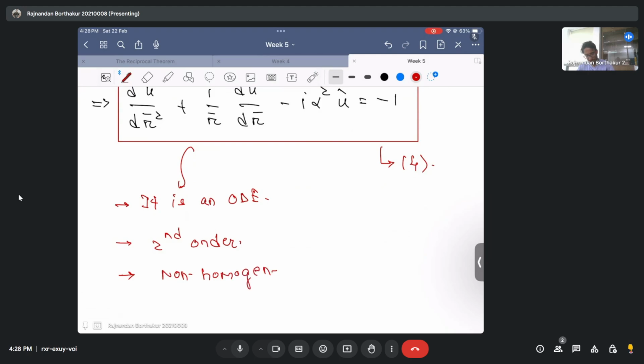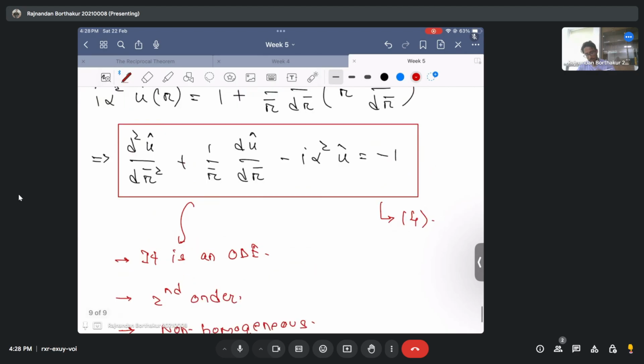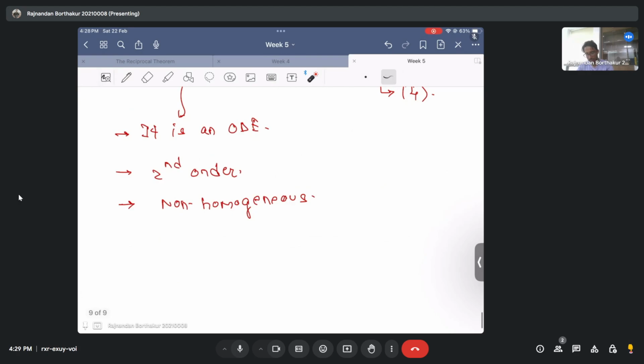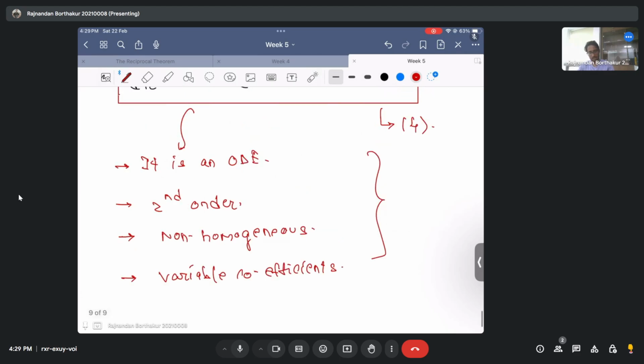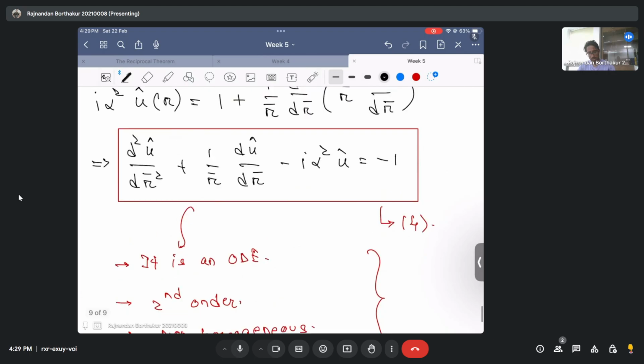And we have variable coefficients in this ODE. This du hat by dr is multiplied with 1 by r bar, so it's an ODE with variable coefficients. So this essentially is the characteristic of the ODE that we derived, that we saw in equation 4.